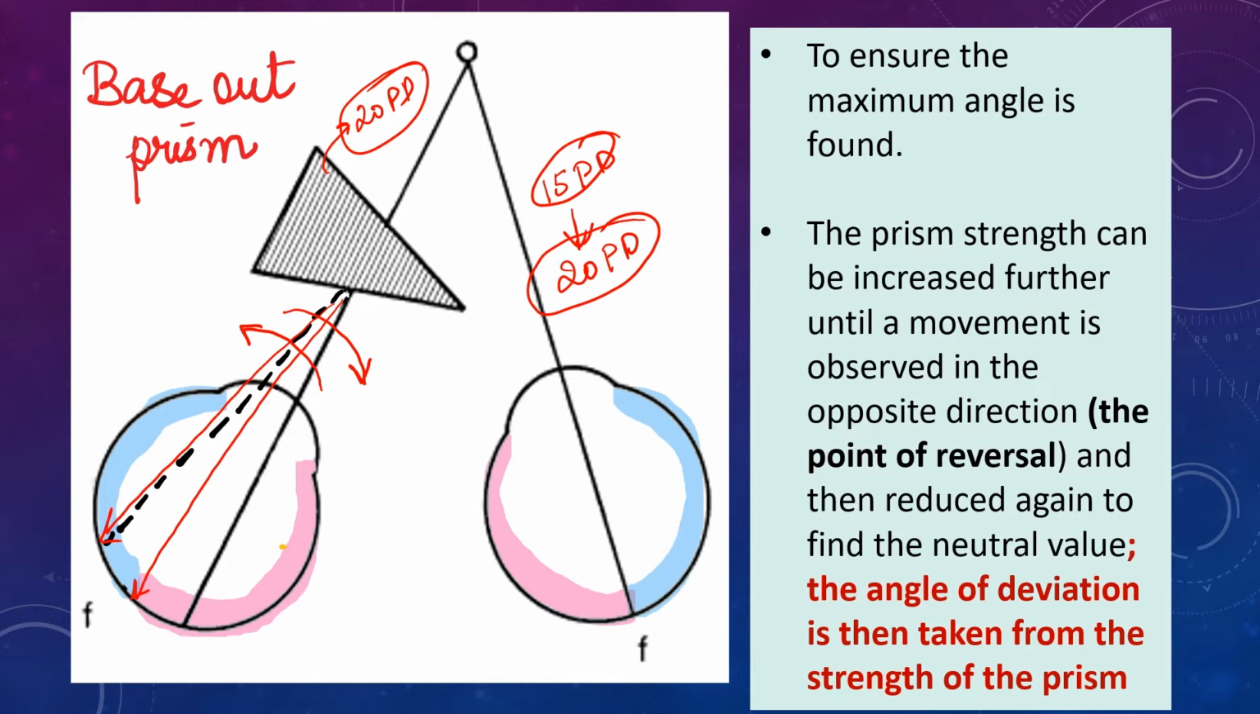So while doing a cover test, if you see a point of reversal, that means change in the direction of the redressal movement, it gives you an idea that you have actually exceeded your exact point. So at this point, you're going to again go back to your previous strength of the prism. So in this case, we go back to 15 prism diopter, and this is how you cross check your prism power.